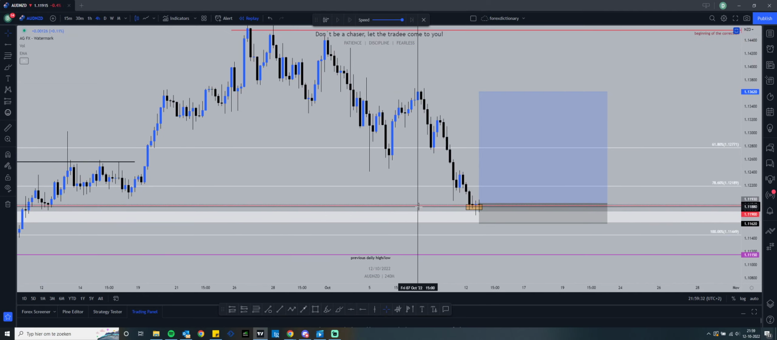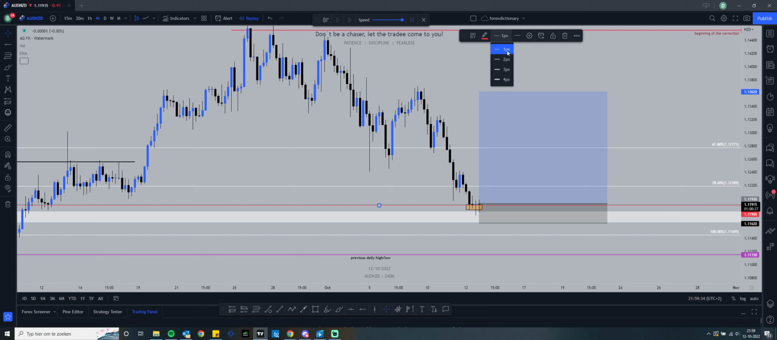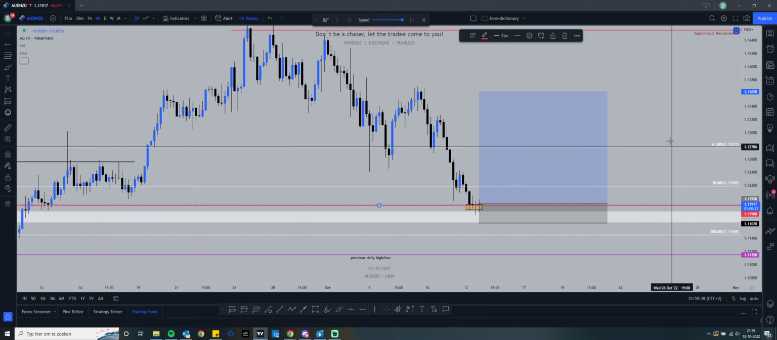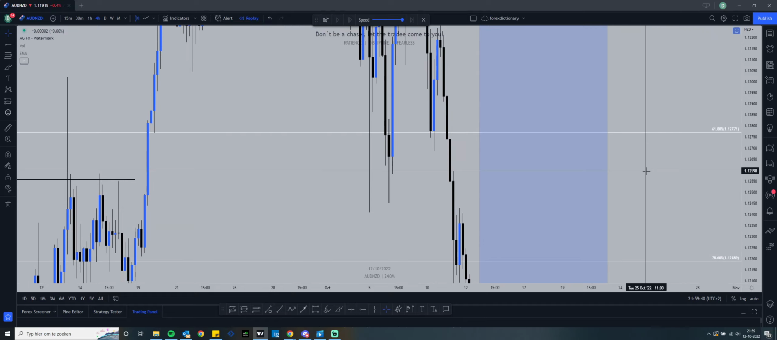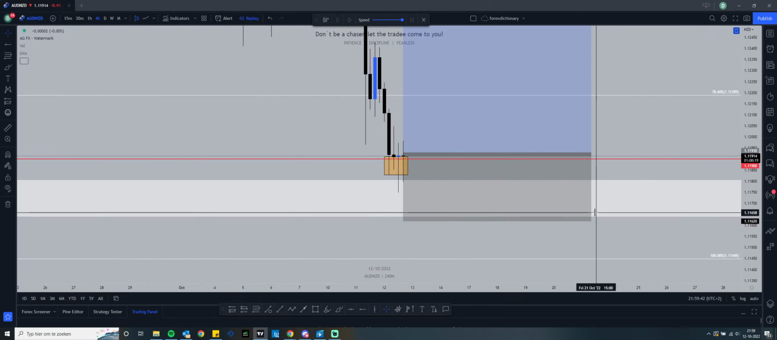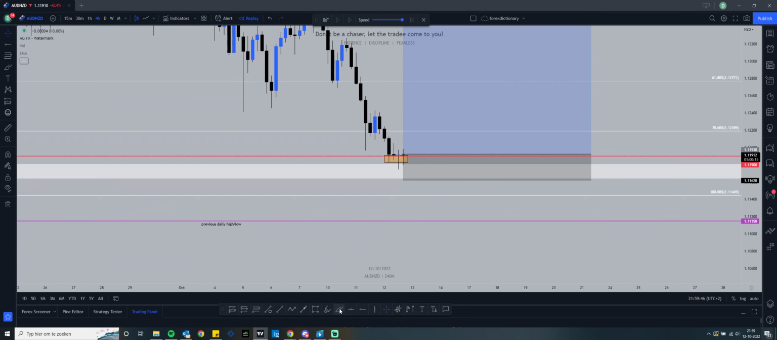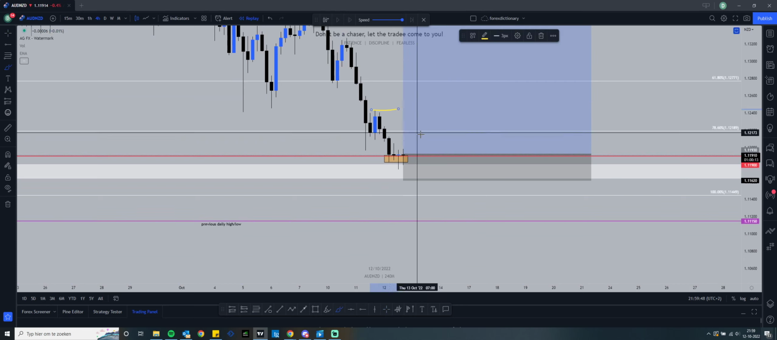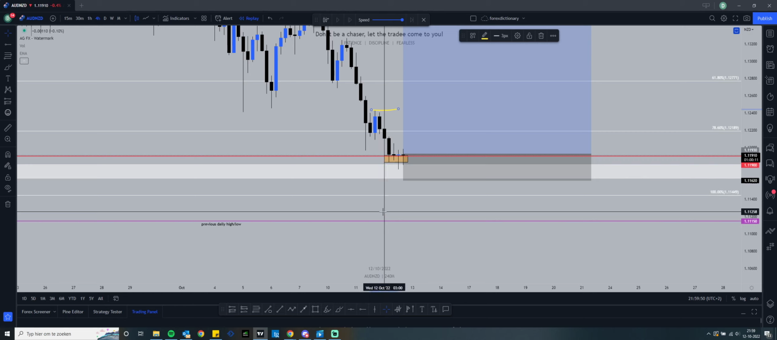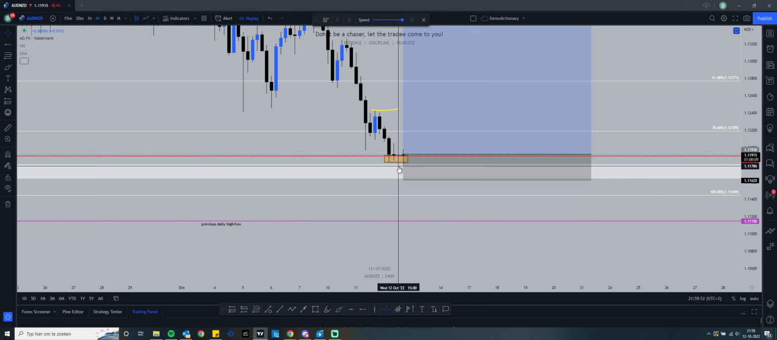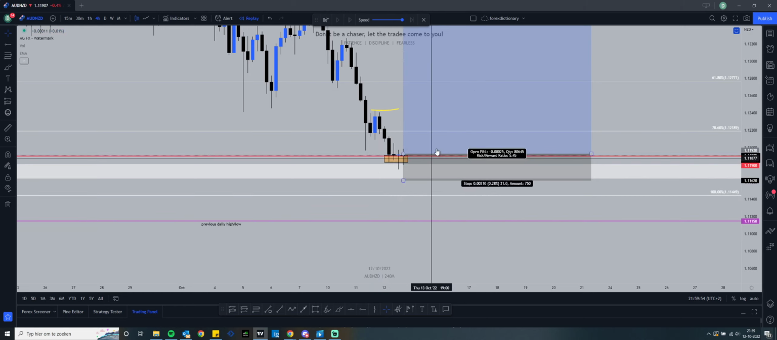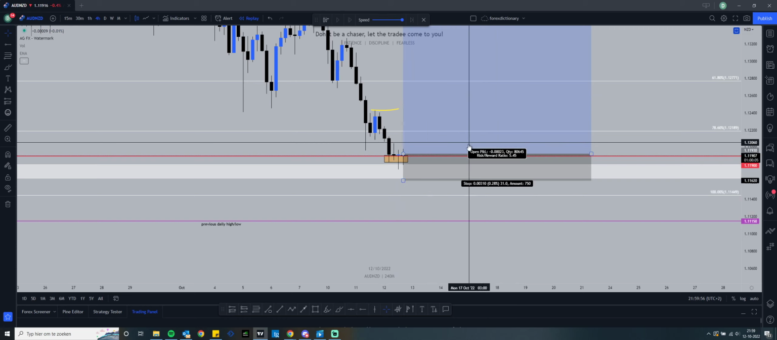I also put on this line here. It's a psychological level, as you can see, 1.11900. The candles are resting, I think, pretty perfectly on it. And I always mark my last high. So this is my last high. I always do it so that you never forget. That way you also know if you're going to look for certain patterns, whatever.